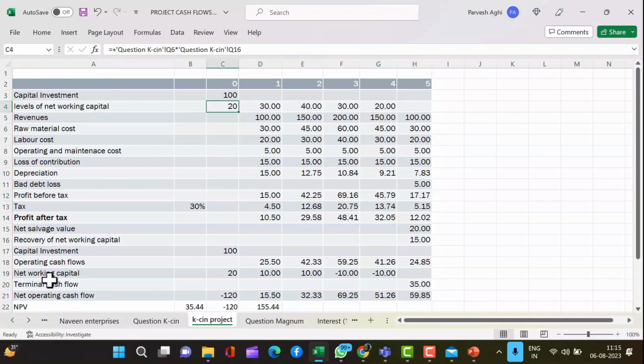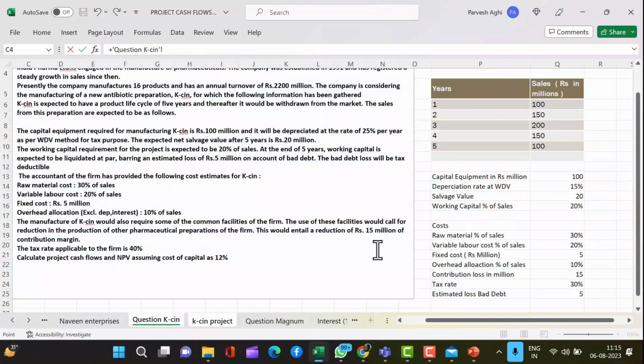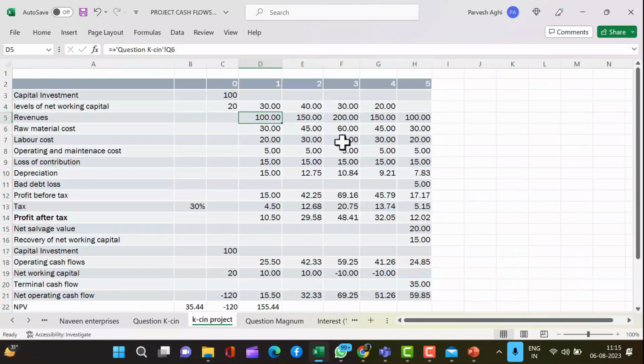Okay, fine. Now what we have done is question into 20%. Have you followed this? यहाँ पर कोई questions हैं आपके?